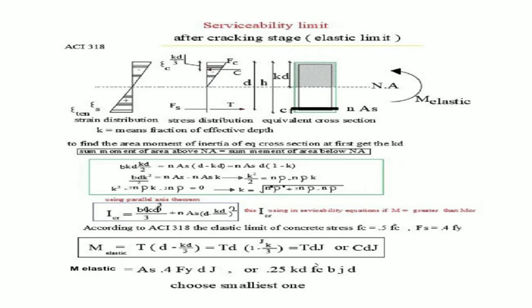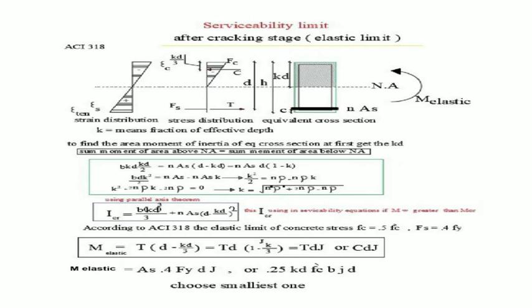Then you have to calculate I cracked. It equals b times KD cubed divided by 3, because we take the moment of inertia about the edge axis, not the centroidal axis, plus N AS times (D minus KD) squared. So this I cracked is used in serviceability equations such as deflection, or we also calculate the I effective, which we will talk about in the next videos.